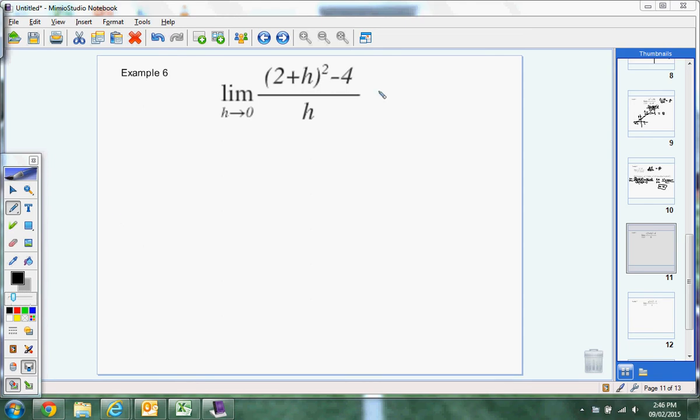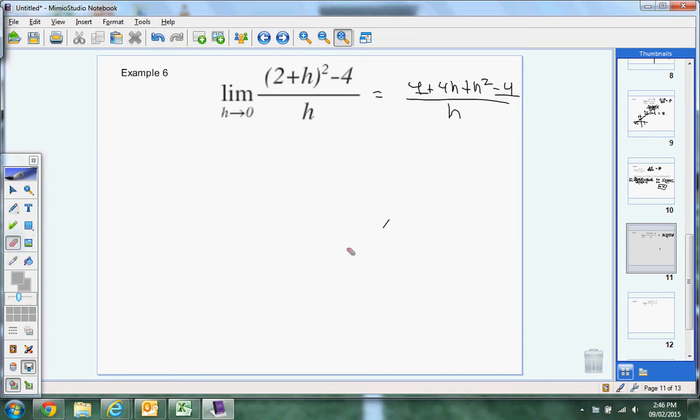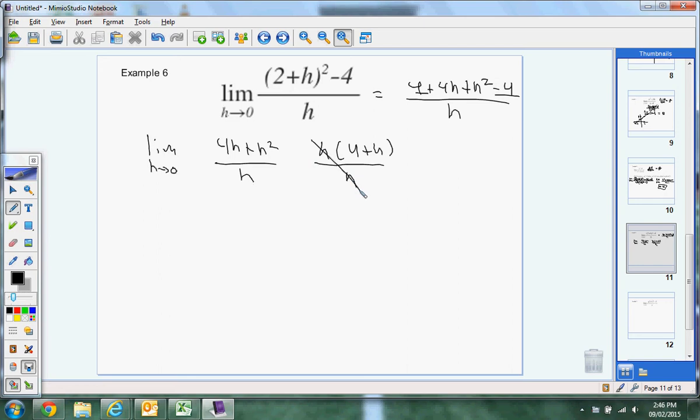So when I FOIL this out, I'm going to get 4 plus 4H plus H squared, and I have a minus 4 on top. And then see, the 4's cancel. Now we have the limit as H goes to 0 of 4H plus H squared over H. Everybody's got an H, so we can pull it out. Now these cancel, and now we can evaluate the limit. So the answer is 4.